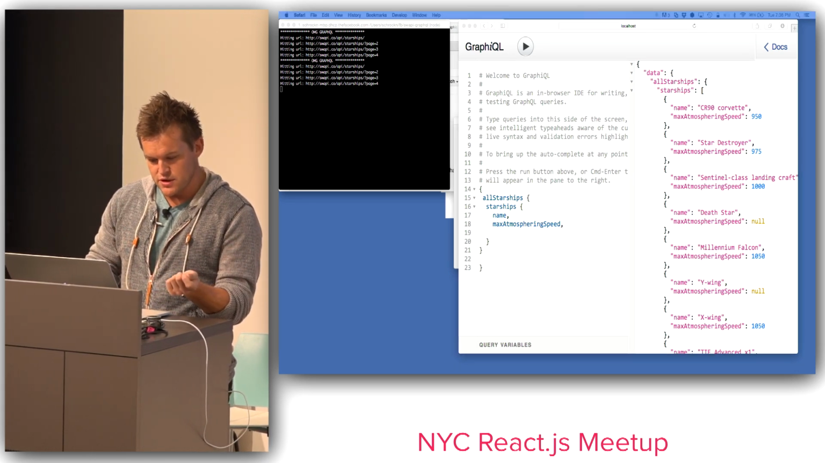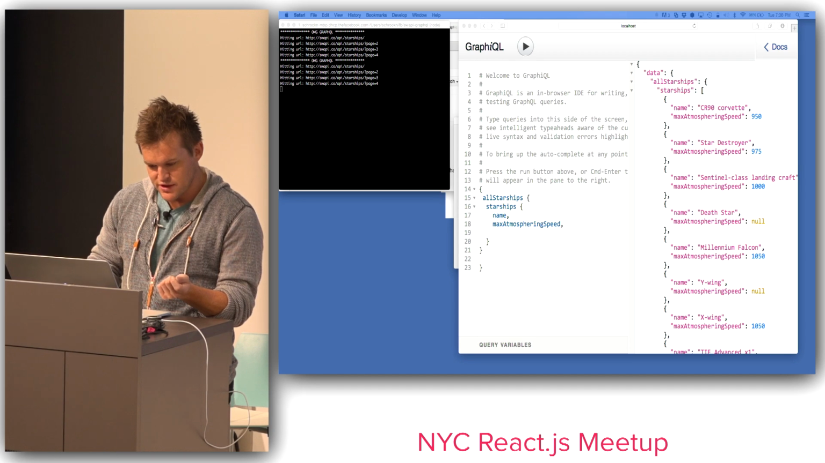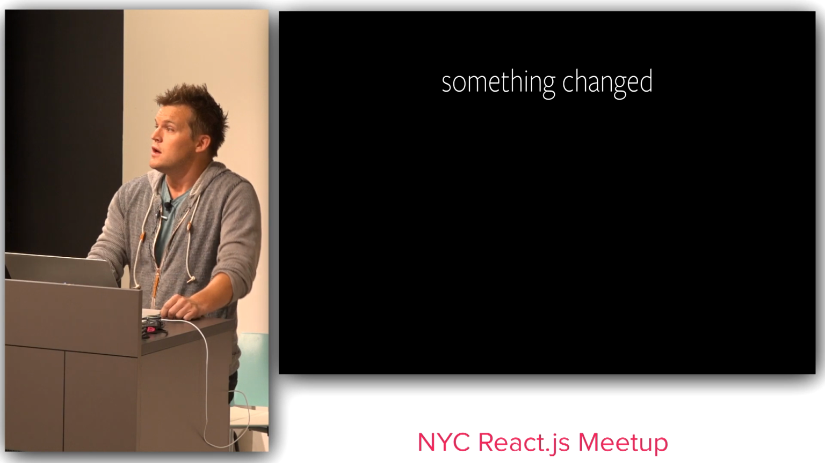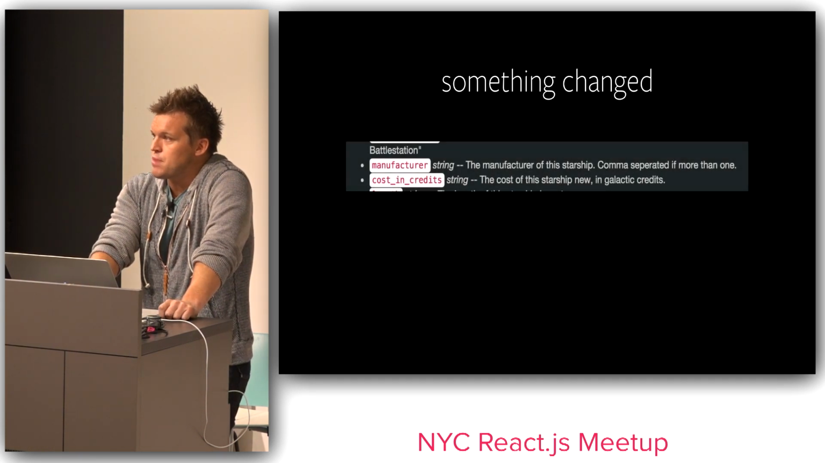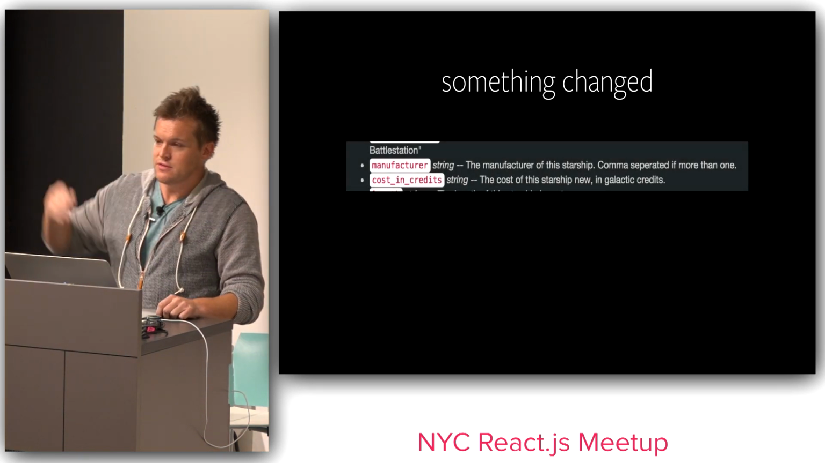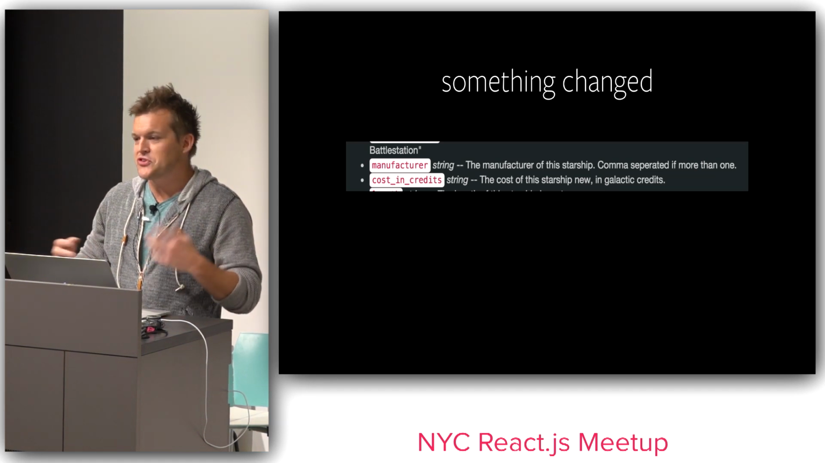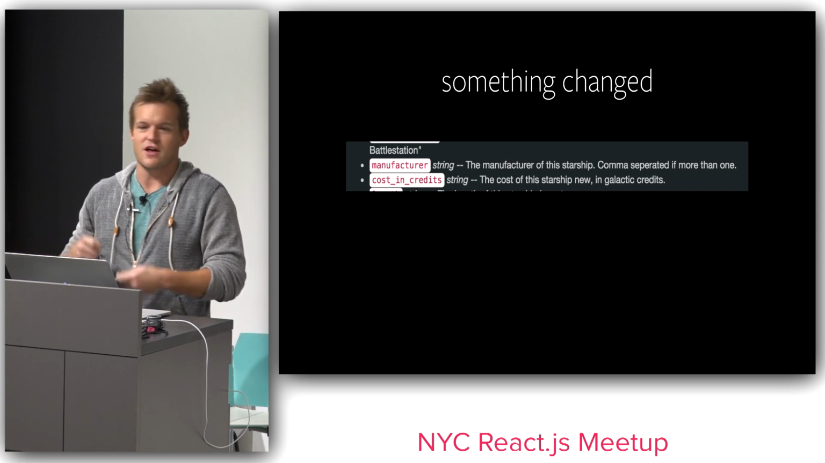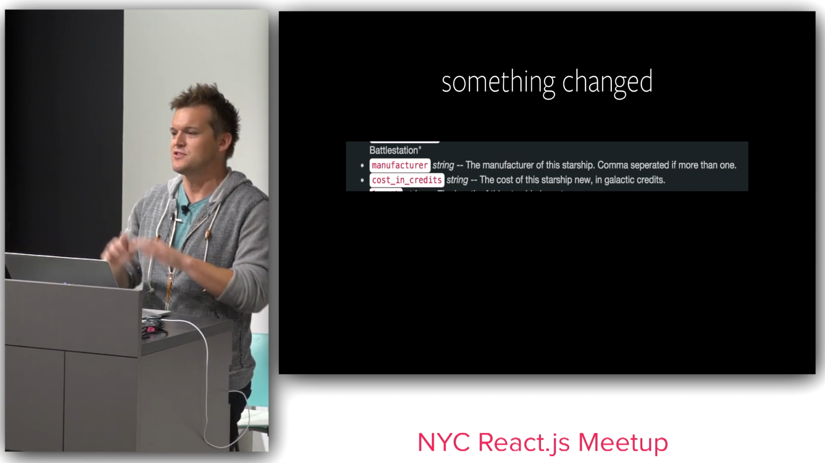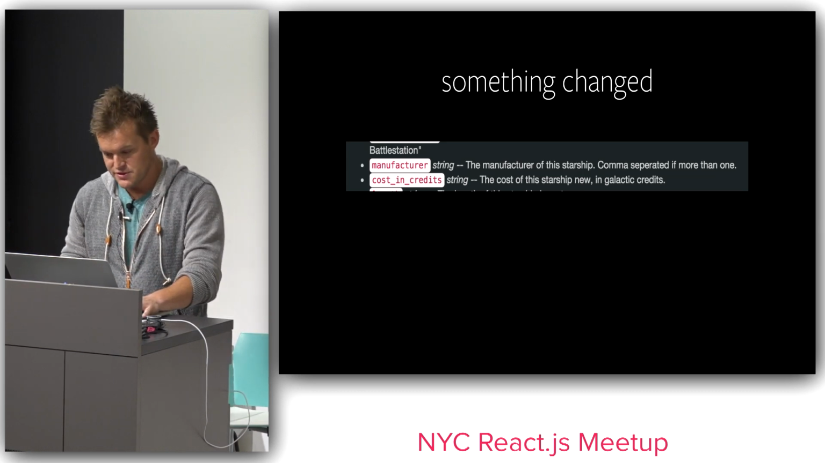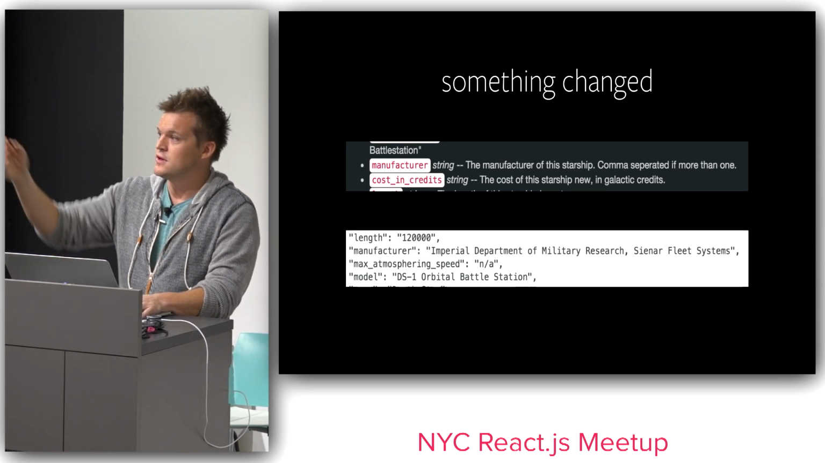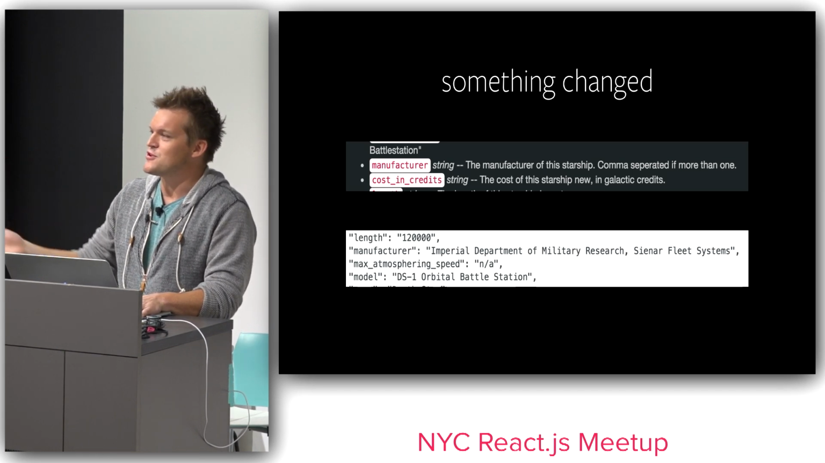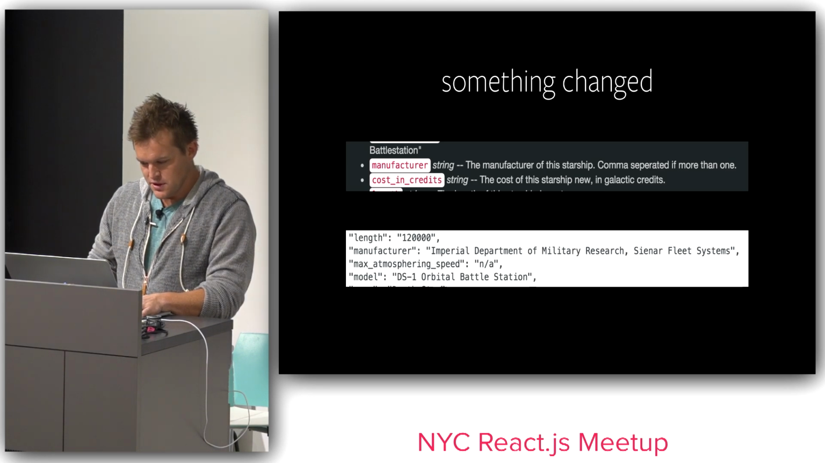But the other nice thing you can do here is you can actually change the type system, right? You can clean stuff up as you're doing this. So in the public API, you have this manufacturer field, right? You read it, and it's comma separated if there's more of them. Oh, that's cute. So now on every single client, you have to process this. You have to split by string. It's just annoying, right? You've dealt with this. And so here's, I think, the Death Star. Apparently it's built by the Imperial Department of Military Research and Sinar Fleet Systems.